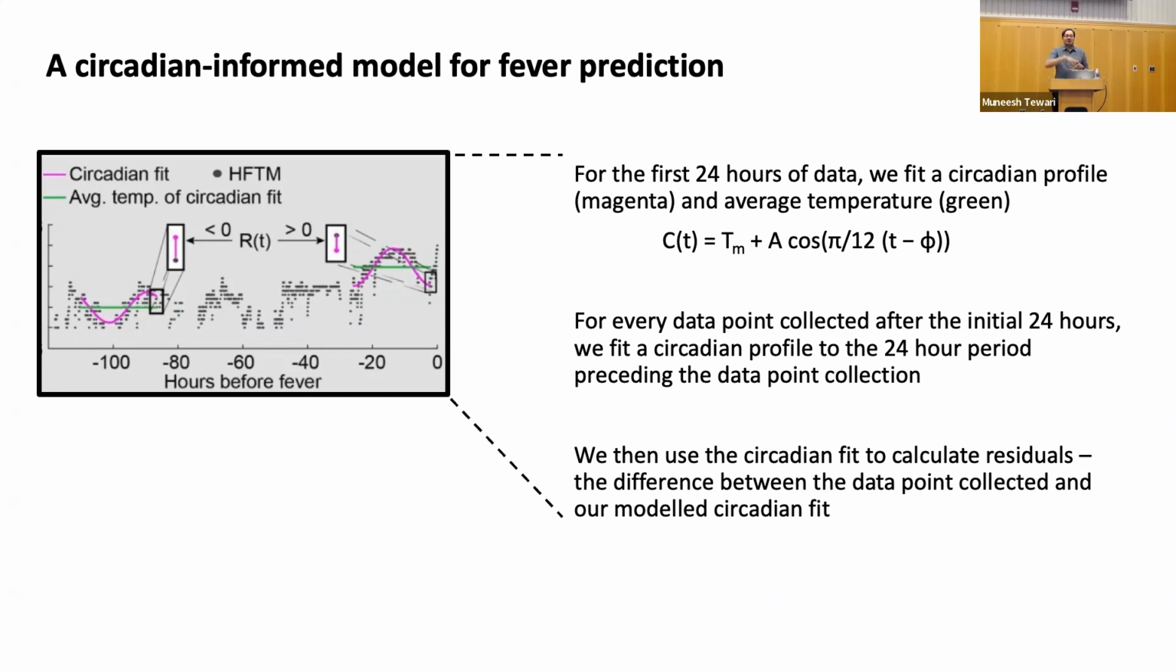The basic idea was, if you've modeled this person's body temperature and you know the profile, can you then look at the actual data that comes in and see if it deviates from what that prediction is? That defines a circadian residual. You can also look at the average temperature, and what you expect for this person's profile, and see if that deviates. That's a kind of mean temperature residual. Putting those residuals together, they came up with a metric to look at over time and see what happens.